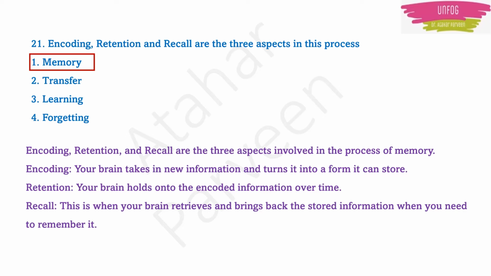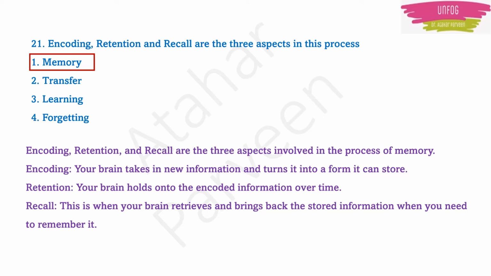Now to understand what these three terms are, let us start from encoding. Encoding means that in this process our brain takes in new information and then turns that new information into a different type of form where it can store the information. That is encoding. That is what computers also do, right? We say decoding, encoding. In computers also we use this word very commonly. The next aspect of memory is retention. In this process our brain holds on to the encoded information for some time. That is retention. Retention means staying back.